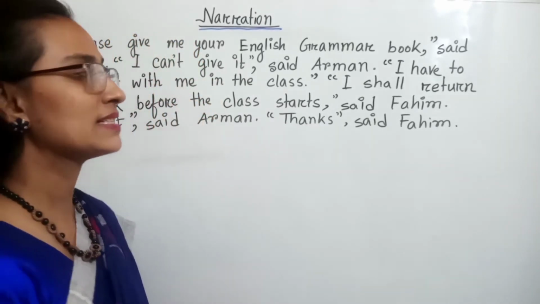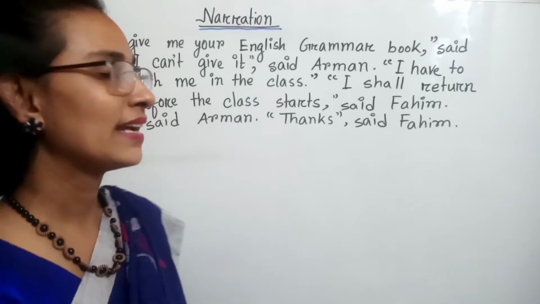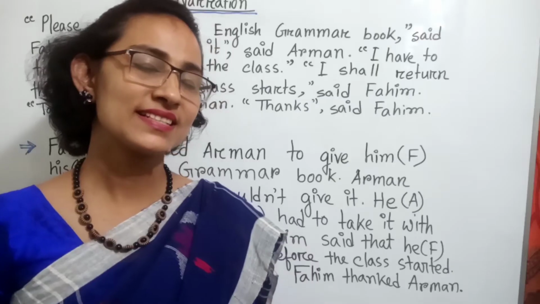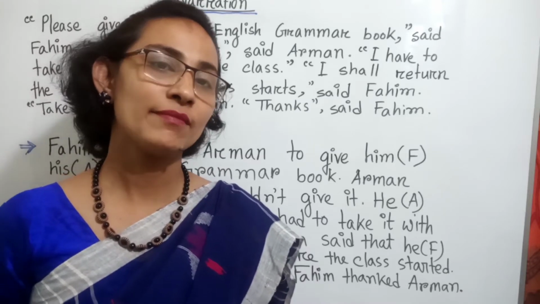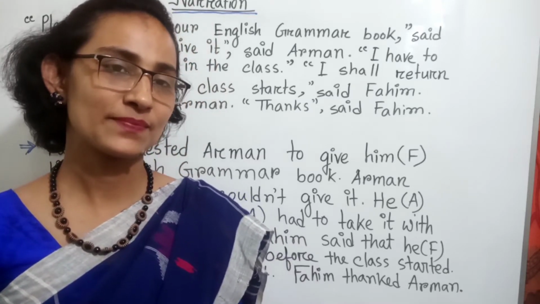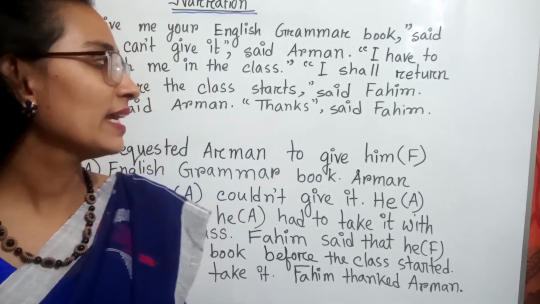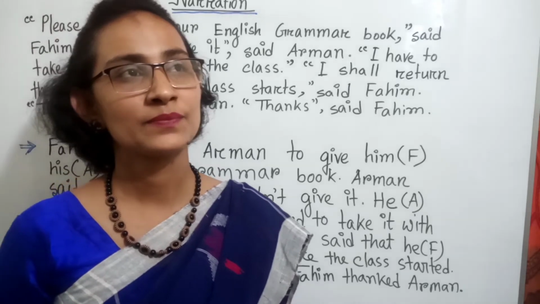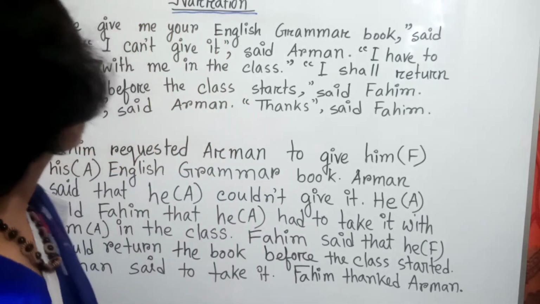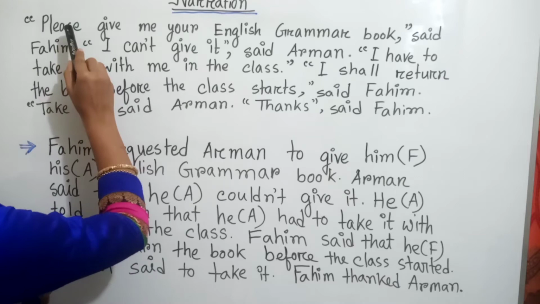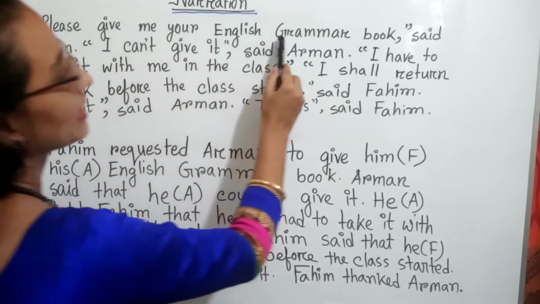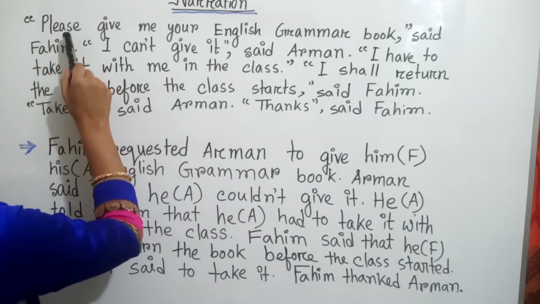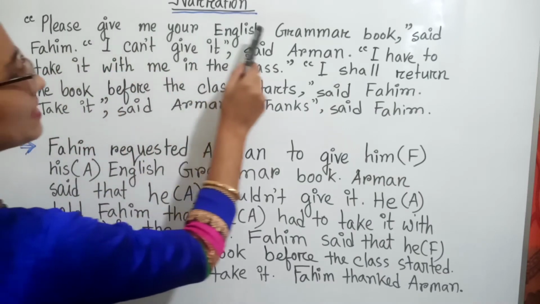So my dear students, already we have read the full passage. Now we can change the passage from direct to indirect. So first line is, "Please give me your English grammar book," said Fahim. Here in inverted comma it's an imperative sentence.